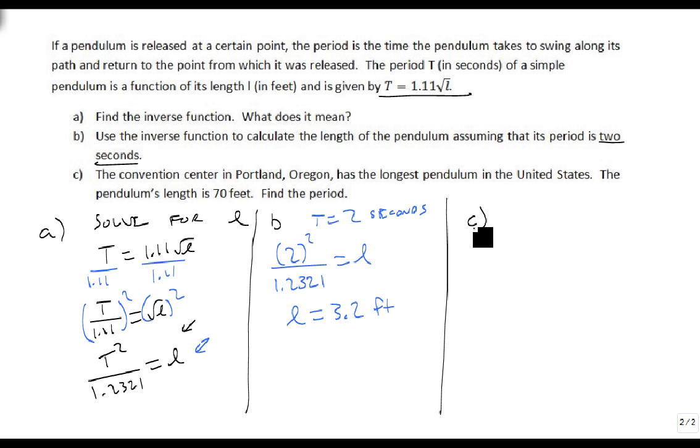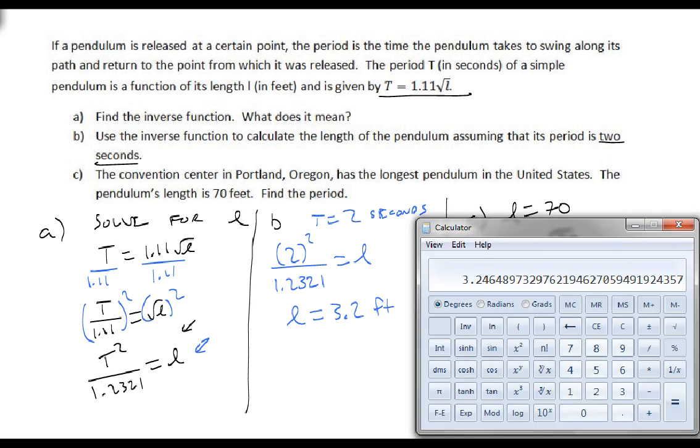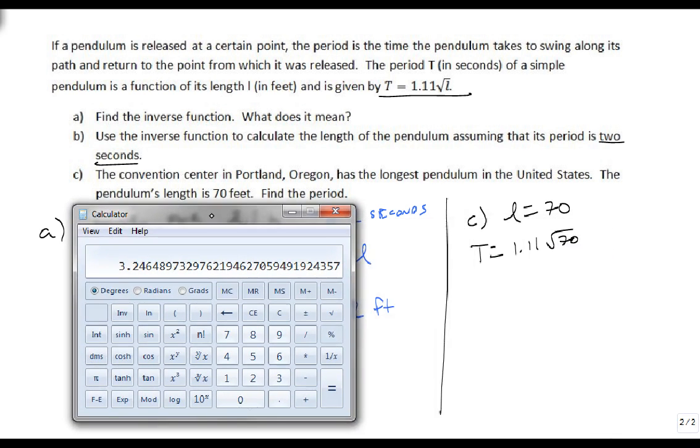Part C talks about the world's longest pendulum. Well, the United States' longest pendulum is found in Portland, Oregon in the convention center. The pendulum's length is 70 feet, so now we're told that L is 70. So to find the time, we simply plug this in, 1.11 times the square root of 70, so we get out our calculator. We get 1.11 times the square root. Notice there's not a good square root symbol, so I'm going to use the power: 70 raised to the parenthesis 1/2 power. Remember, that's the same thing as a square root.